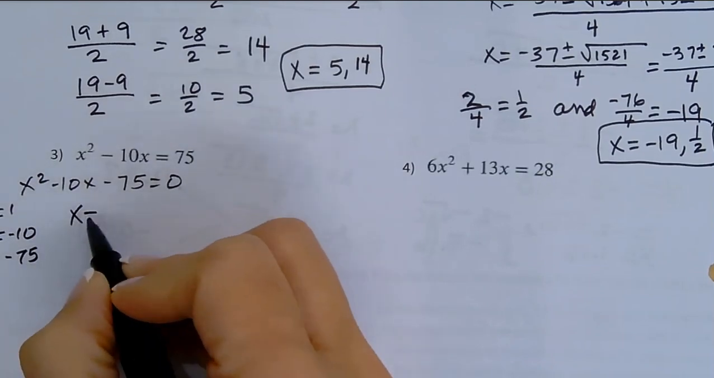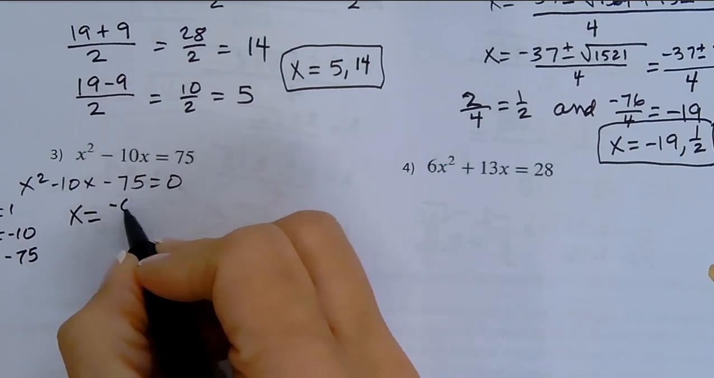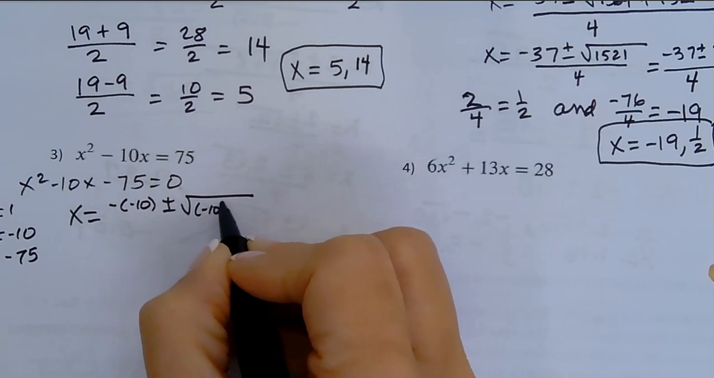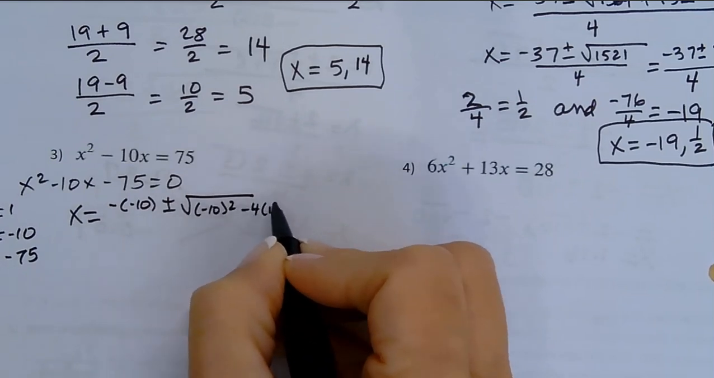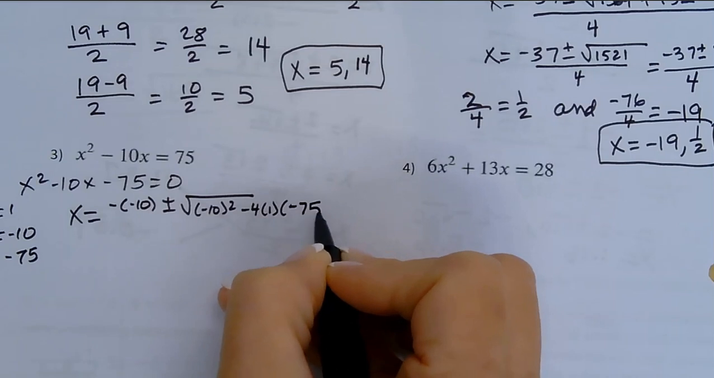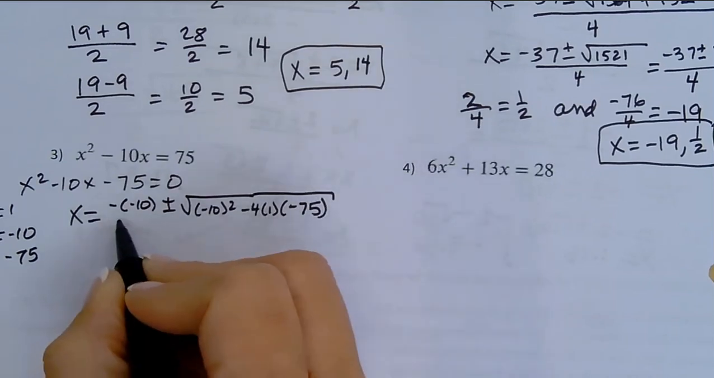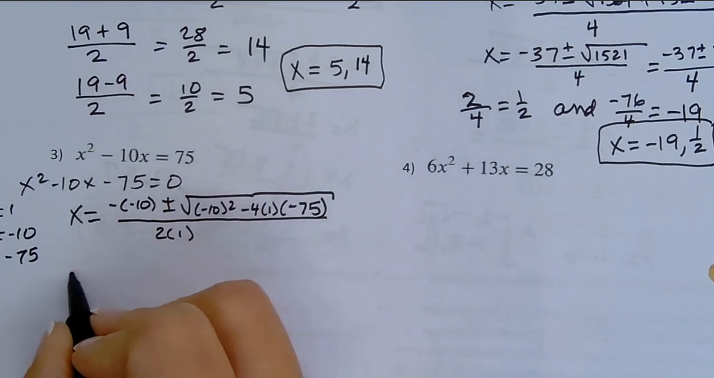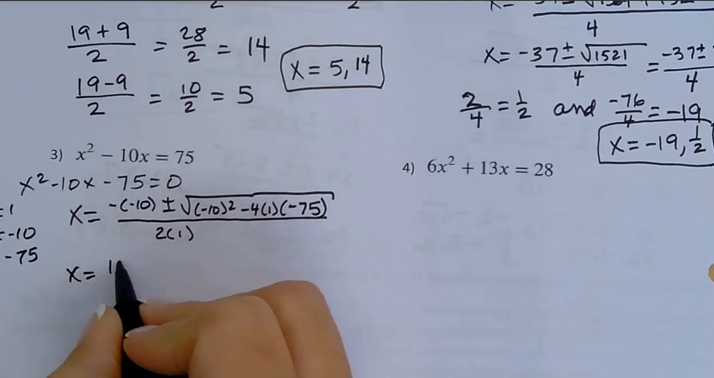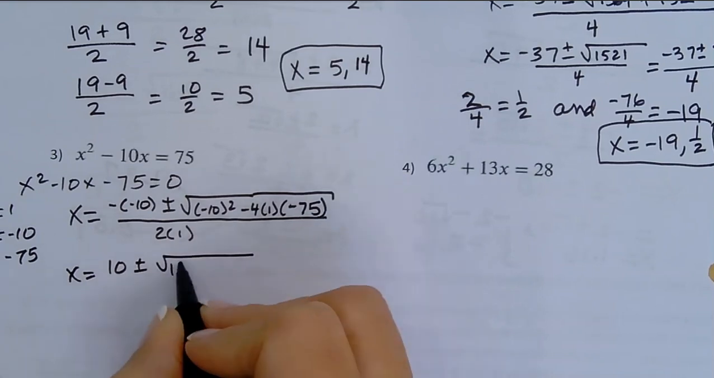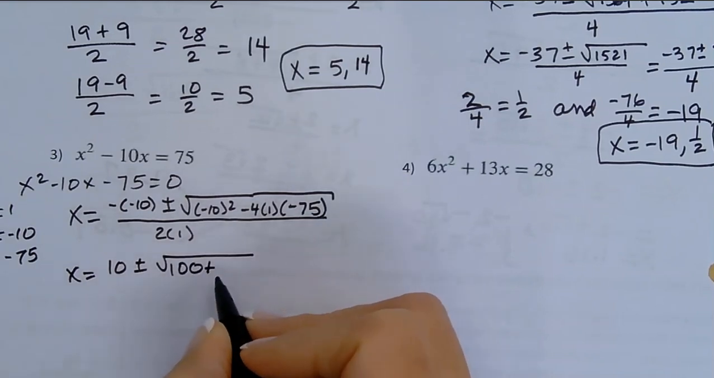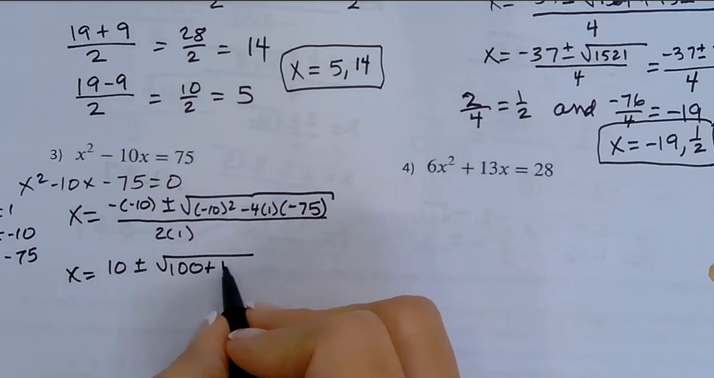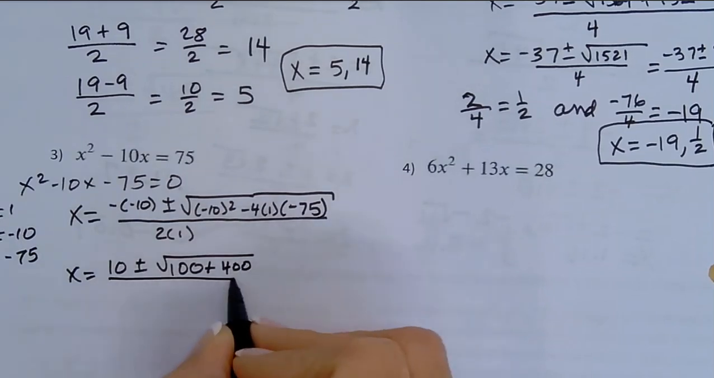That means x equals -b plus or minus the square root of b squared minus 4ac all over 2a. Okay, and so I have x equals +10 plus or minus the square root of 100 plus 400, I believe that is, all over 2.